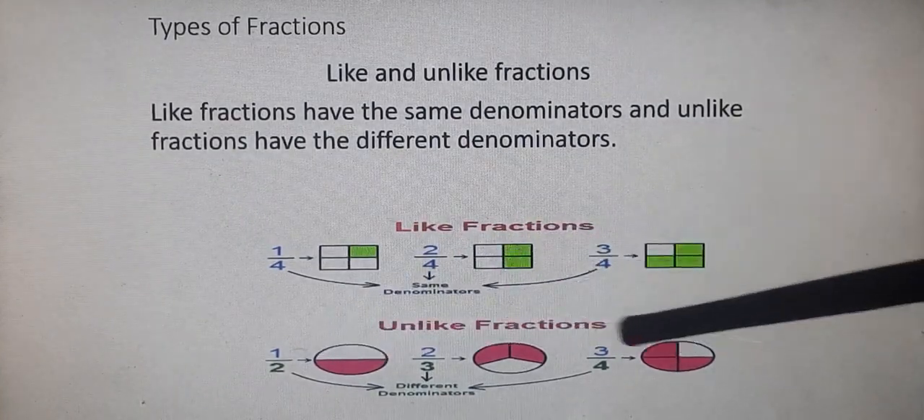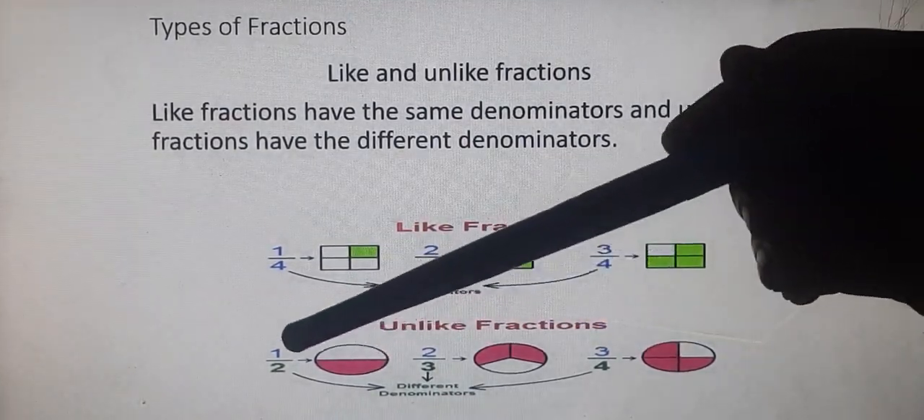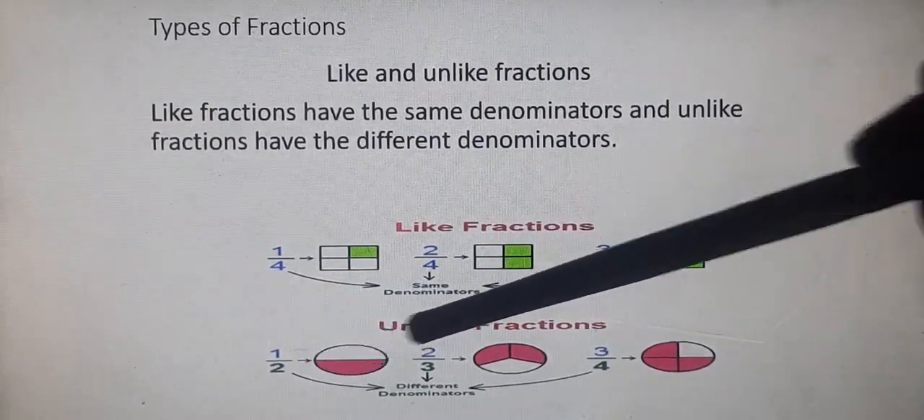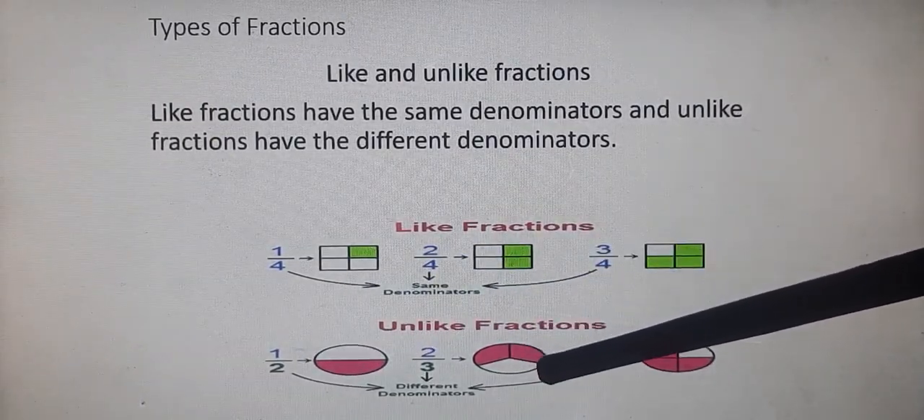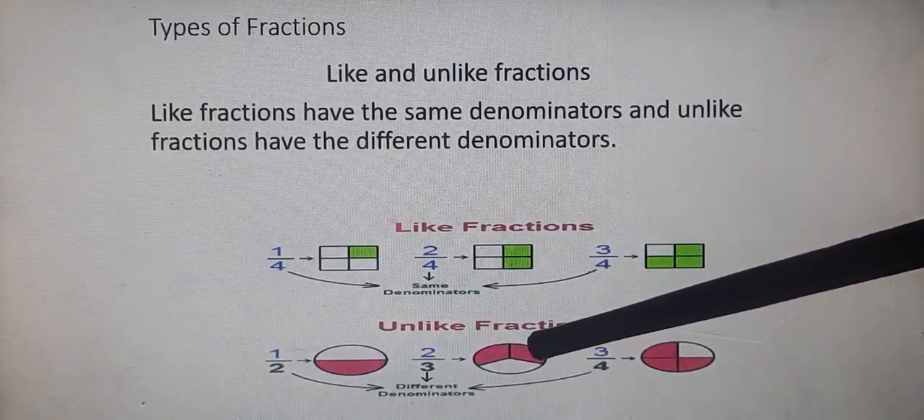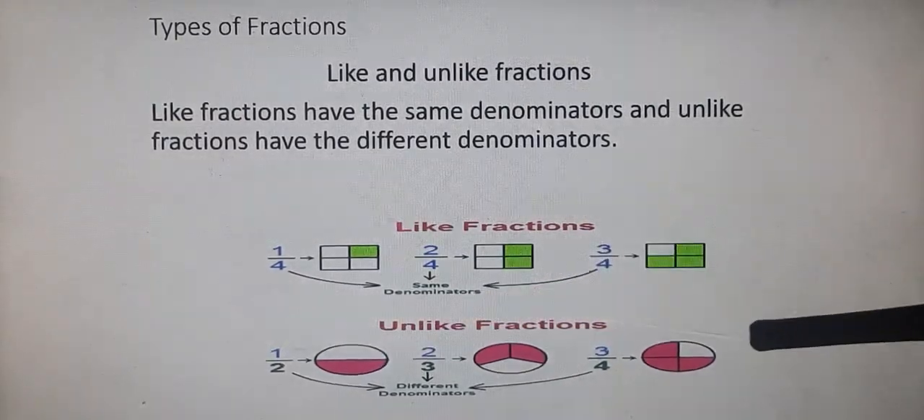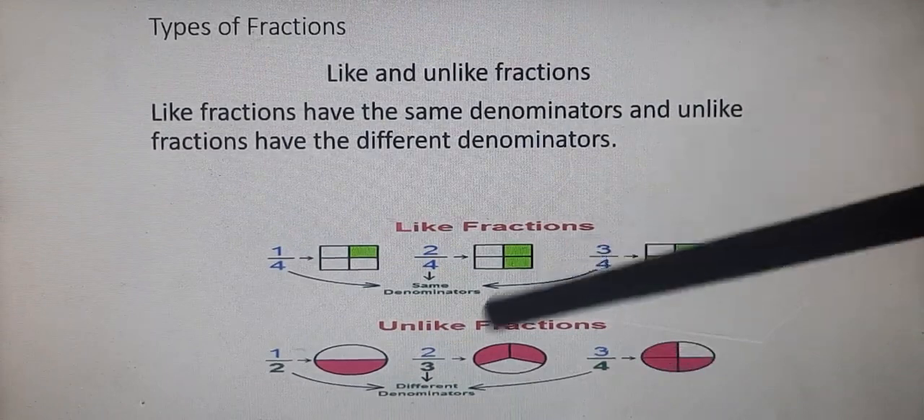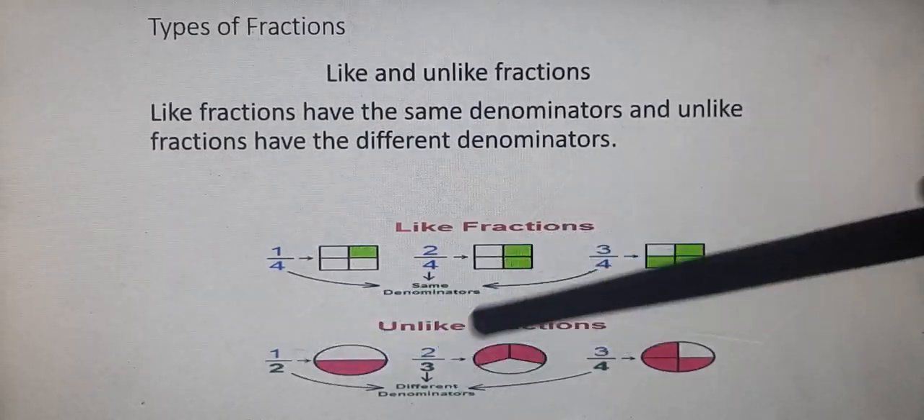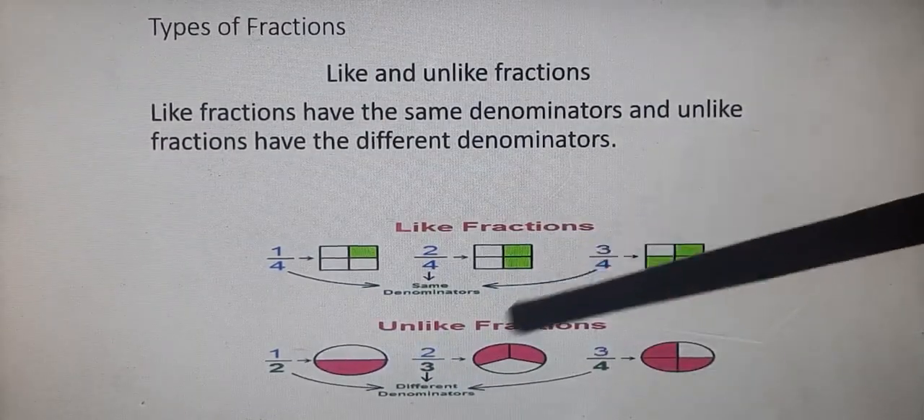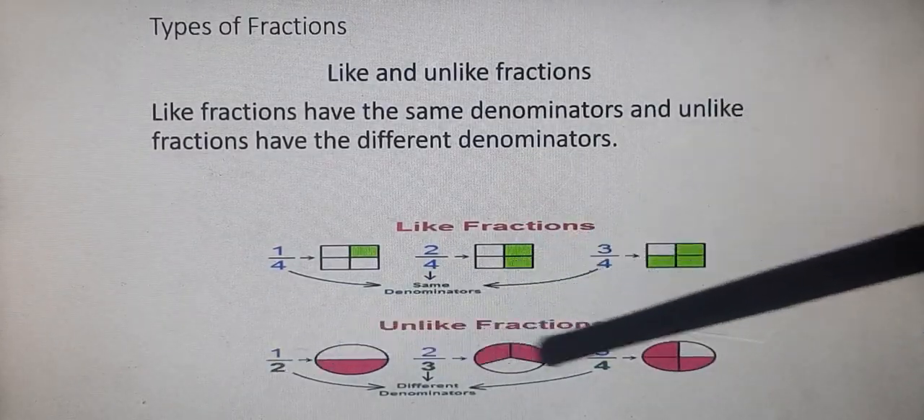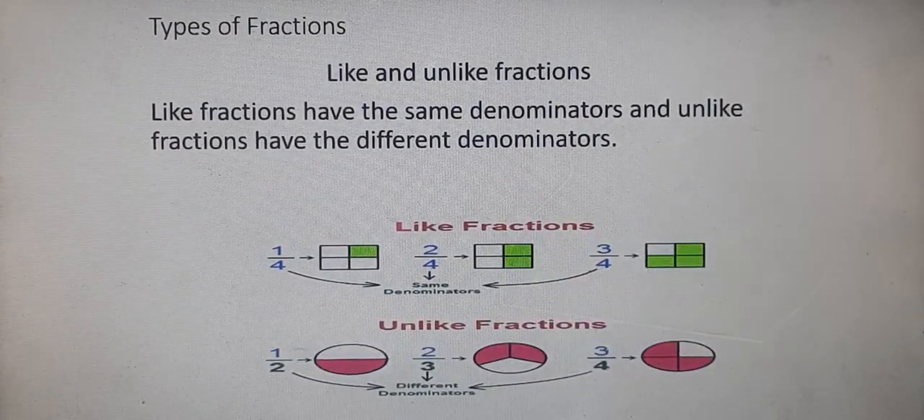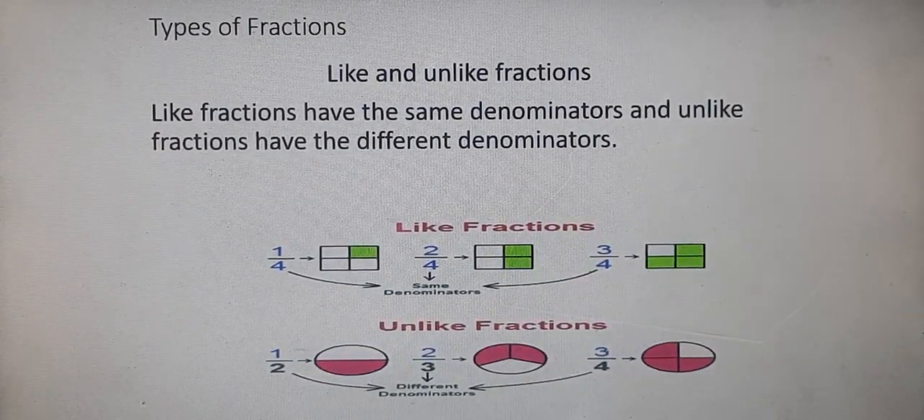And unlike fractions, a whole is divided into 2 equal parts, then whole is divided into 3 equal parts, out of which 2 parts are shaded and here 1 part is shaded. And now whole is divided into 4 equal parts and 3 parts are shaded. So the fractions are 1 upon 2, 2 upon 3, 3 upon 4. Different denominators are there, 2, 3, 4. So these are the examples of unlike fractions.